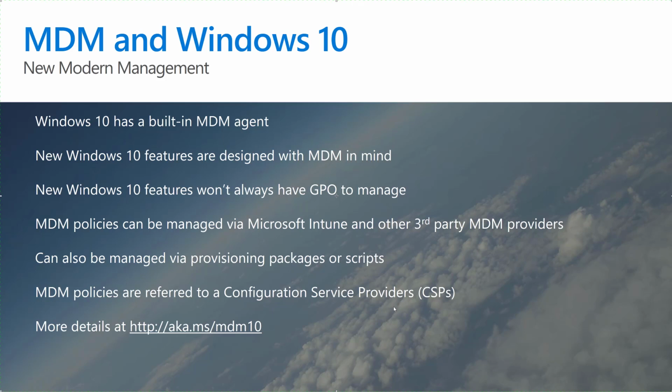Now, with Windows 10, new features are designed with MDM in mind first, and sometimes we'll see a group policy, other times we won't. MDM policies can be managed via Microsoft Intune and other third-party MDM providers. We can also manage these through provisioning packages or scripts leveraging WMI. MDM policies are referred to as configuration service providers or CSPs. More details can be found at aka.ms/MDM10. That has a list of all of the configuration service providers that are in Windows.